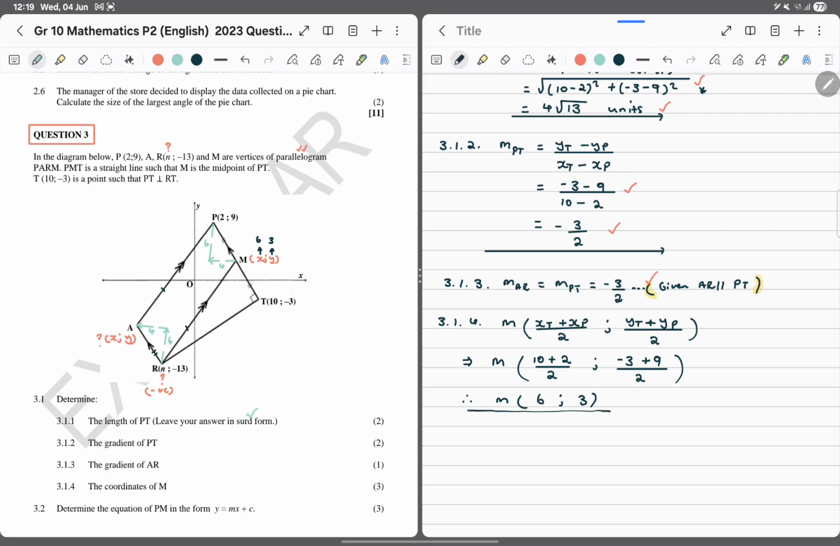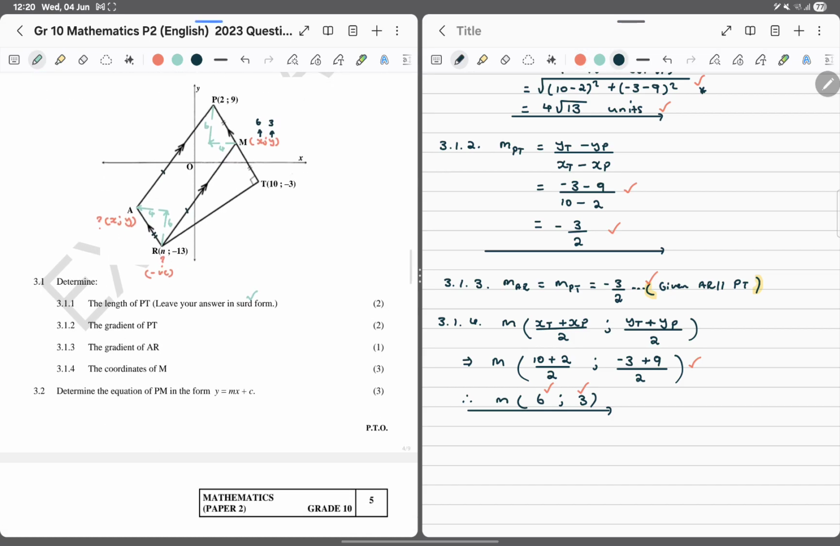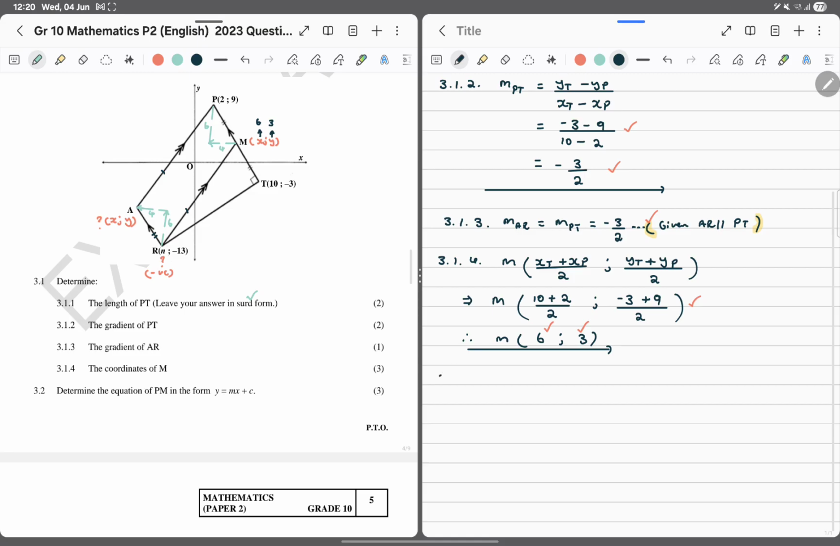This is done. Okay, it's a point in the first quadrant. Its position is reassuring. Yes, not drawn to scale, but we can appreciate that. Again, the anchor here is substitutions. Right. 3.2. We need to determine the equation of PM in the standard linear format. Of course, not a problem.